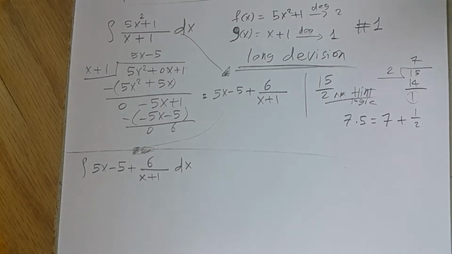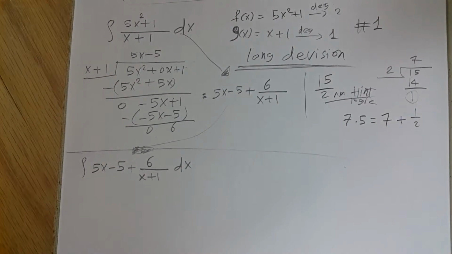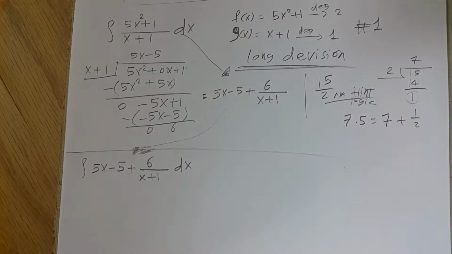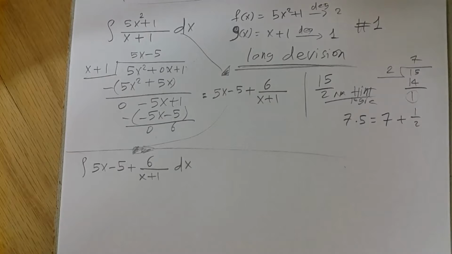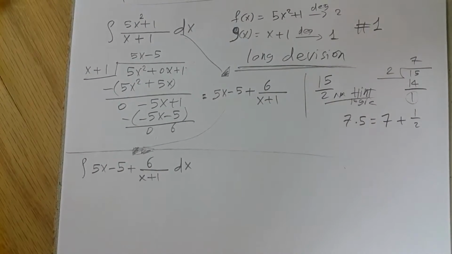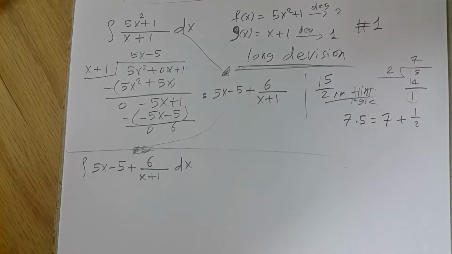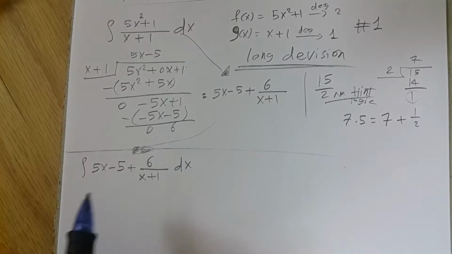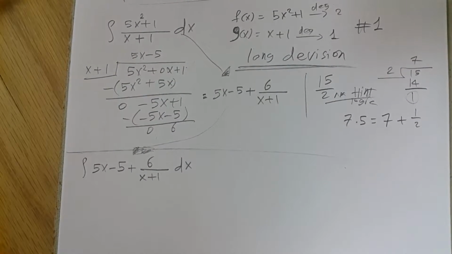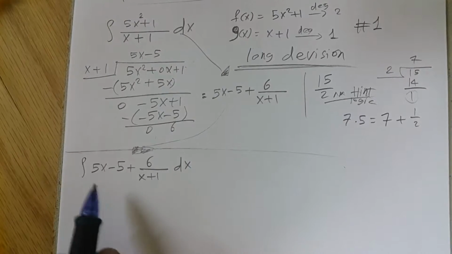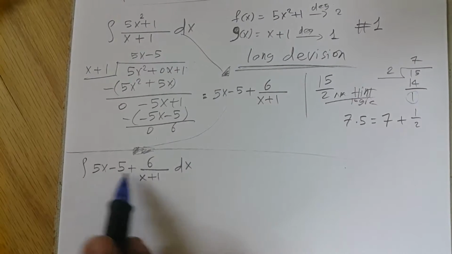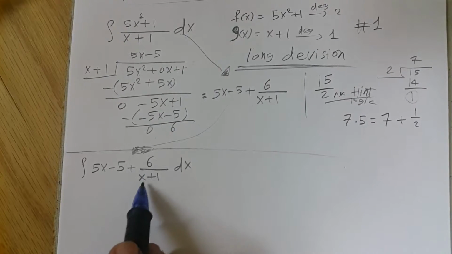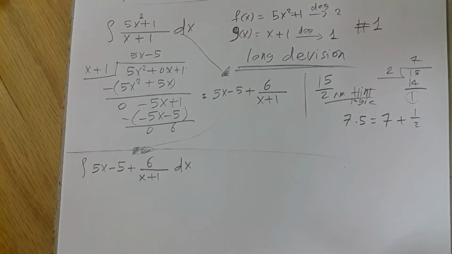Okay, I'll ask you a question. Why did we use this idea of long division? The problem we run into while integrating is the power. What we have done here, we have reduced the power, right? Here it became 5x minus 5. Here it became 6 over x plus 1, which we know how to integrate, hopefully.